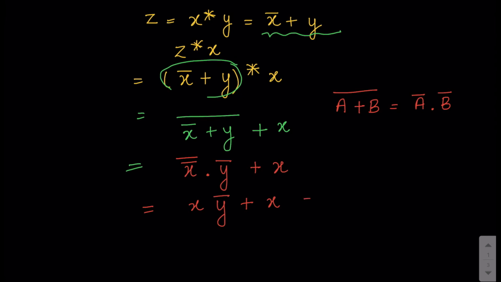Now we can take x common from here. We have 1 plus y bar, and this will become x only, because we know as per the OR gate 1 plus y bar is equal to 1. So this is actually x dot 1, which is x only. So the answer is x.